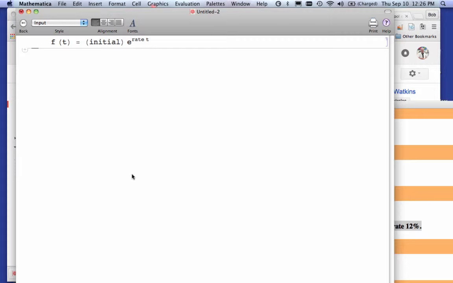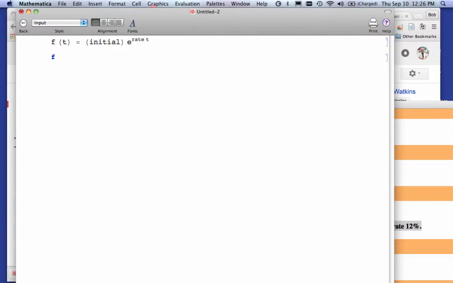Hello, this is a short 5-minute film on programming exponential functions in Mathematica. What you see here is a mathematical function, f of t is equal to some initial value times e, the exponential function, raised to the power of something called a rate times t. This is a typical looking exponential function.